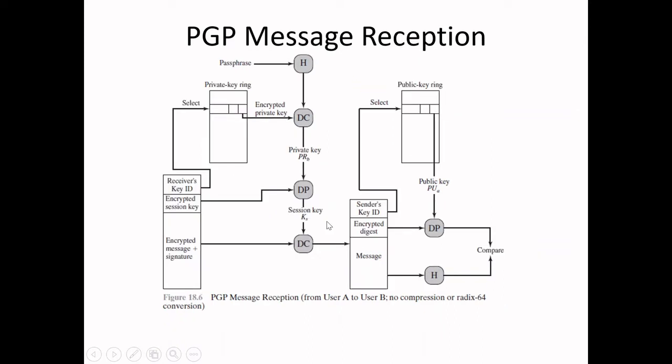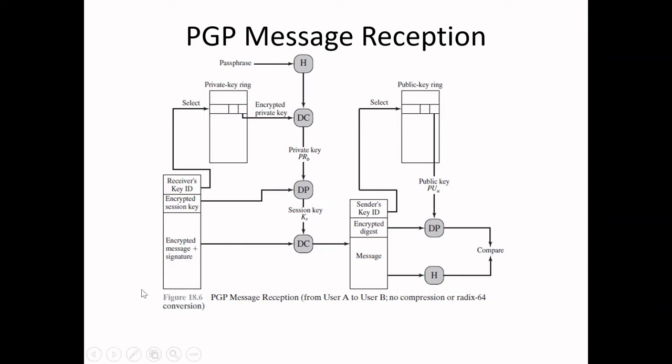Now, what happens at the recipient side? Recipient side is the reverse process, we'll go through it. So we have this PGP message that has been received. First of all, we have to decrypt it. In order to decrypt it, we use the encrypted session key, which is available as part of the message. So the session key has to be decrypted.